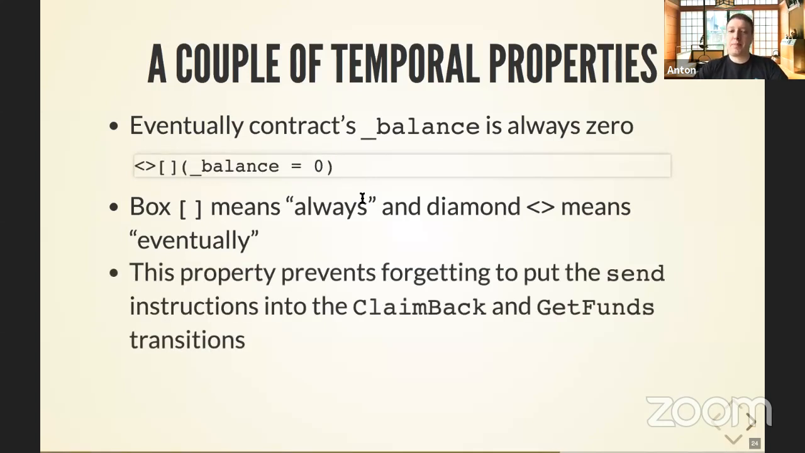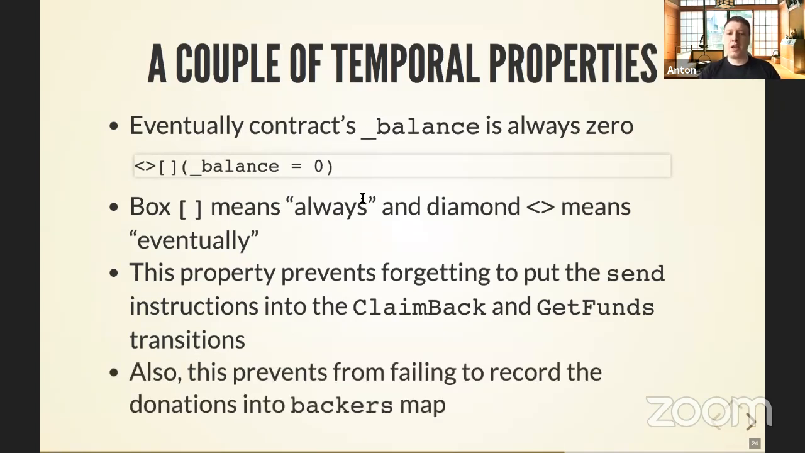Next, this property prevents us from forgetting to put the send instructions. I showed you on one of the previous slides the send instructions in the claim back and get funds transitions. These allow the backers to get a refund, or they allow the owner to actually get the money and proceed with their project. So it's very important that we don't forget to put any send instructions. And also, this prevents us from failing to record the donations into the backers map.